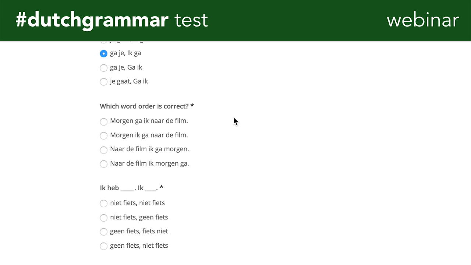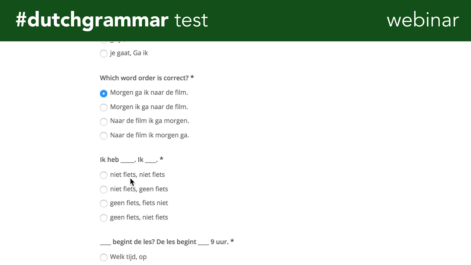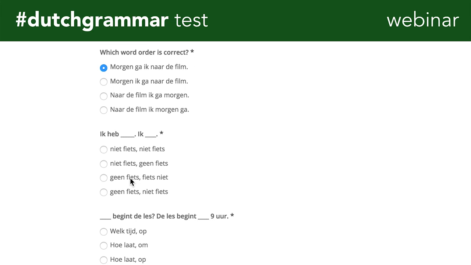Which word order is correct? Lesson 7. Normally, the subject is in the first place of a main clause. However, we can put other information in the first place if we want to stress it. In that case, it is followed by inversion. So, verb in the second place and subject in the third place. That is only the matter in the first sentence.